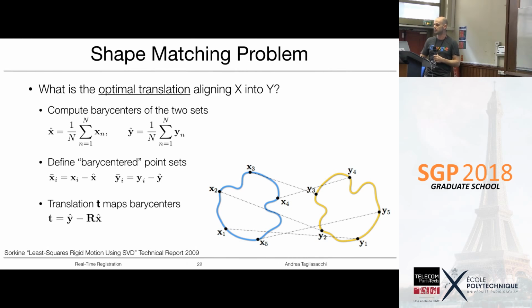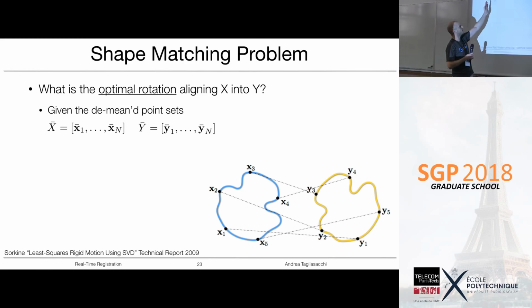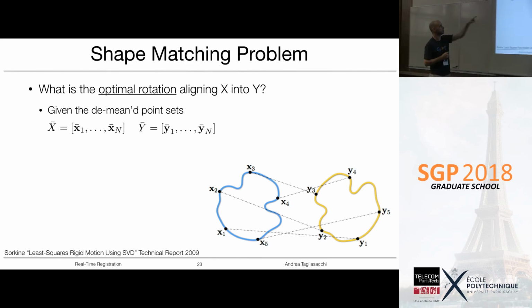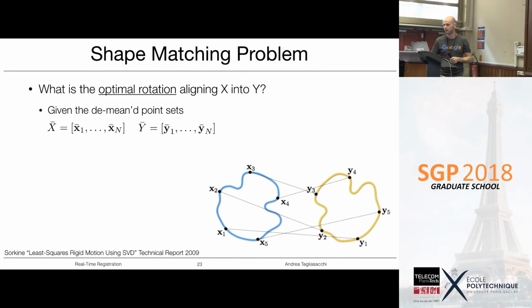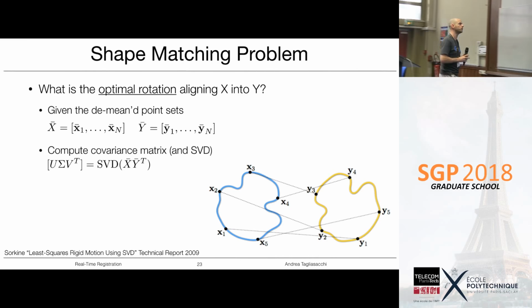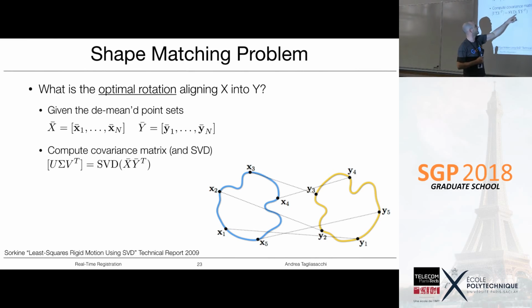Now I can do the same thing with respect to rotation, and the solution of the problem, again, is not that hard. What you can do is stack all of the vectors in a fat matrix. So you place all the vectors vertically in these 2 stacked matrices, X bar and Y bar, and these are the demeaned point sets. And once I have that, I can compute the covariance or the SVD decomposition of the covariance matrix implied by this point set.